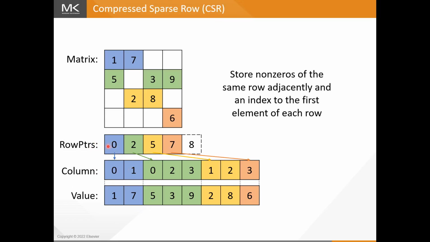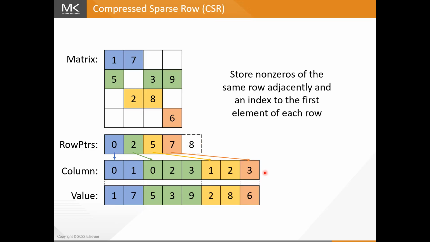So here, this tells me that for the first row, the non-zeros start at index 0. For the second row, the non-zeros start at index 2. For the third row, the non-zeros start at index 5. For the fourth row, the non-zeros start at index 7. And here, I'm going to have a fifth element, even though the matrix only has 4 rows. The fifth element is going to tell me the total number of non-zeros in the matrix, because then this tells me where the last row ends.